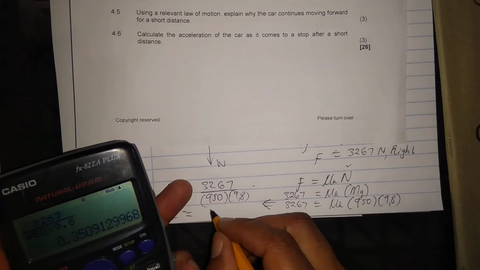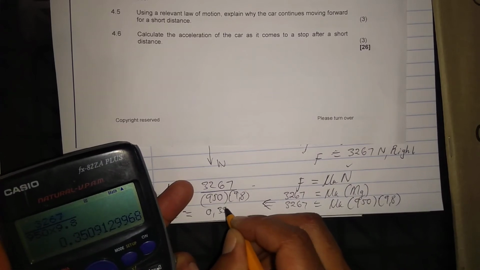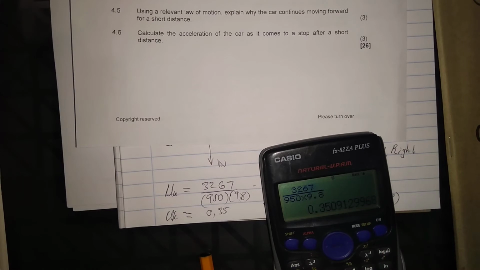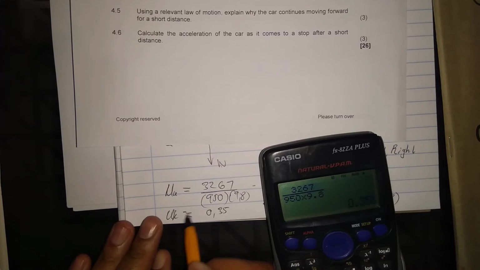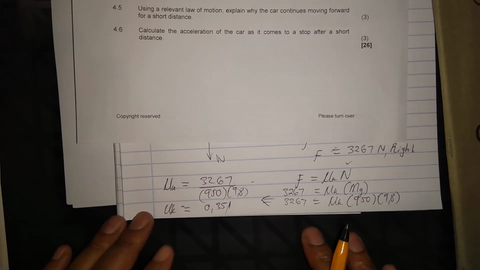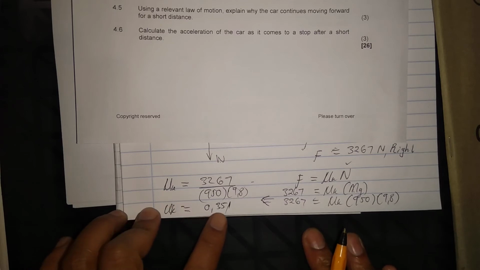Answer is 0.35. In how many decimal places? So in 3 decimal places, I shift fix to 3 decimal places. I like to leave my answers in 3 decimal places. So the answer ends here: in 3 decimal places, the coefficient of kinetic friction. Okay.